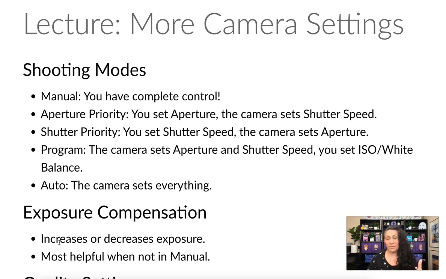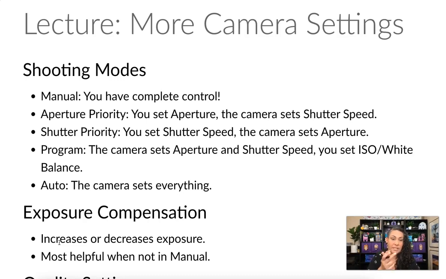Okay, so shutter priority is the same except with shutter speed. So you're setting the shutter speed. Let's say you're photographing a sports game and it's absolutely important that you get the action frozen. Then you want to make sure that you're at a really fast shutter speed. So you set that fast shutter speed and your camera decides what your aperture and sometimes your ISO is going to be.